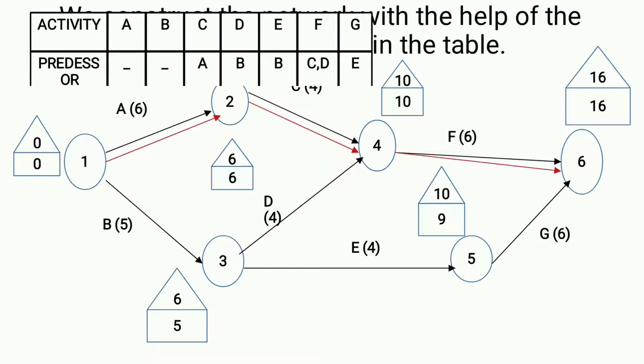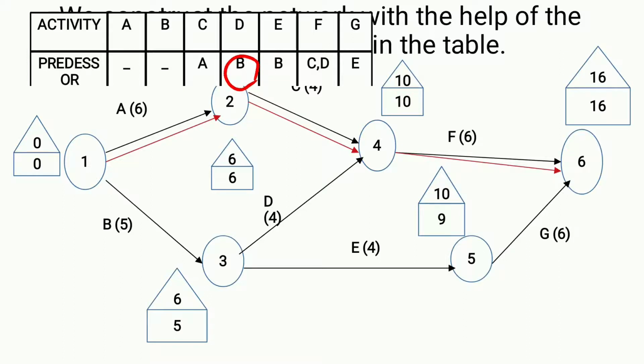A and B are starting from the first event. In the same way, A is the predecessor of C, which means C starts from A. Here C is starting from A. So see, I am drawing C from A. Here D is starting from B. So from the B event I am drawing D.